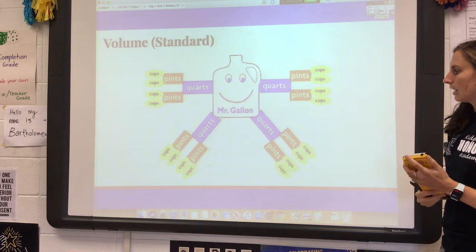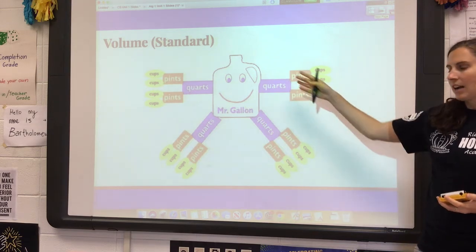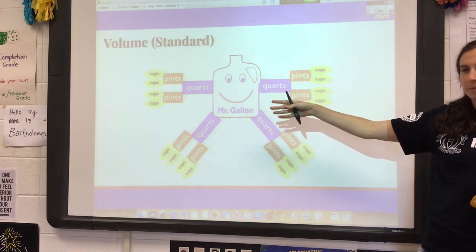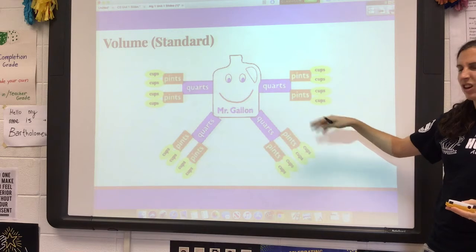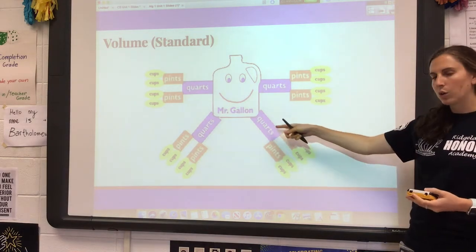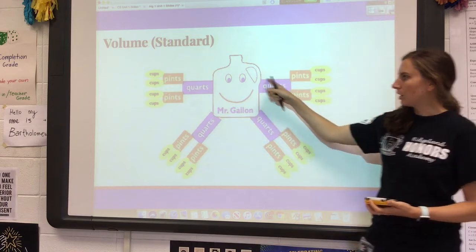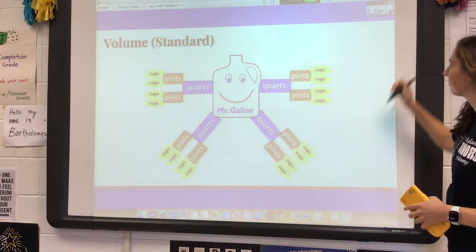All right, let's get into volume a little bit. With volume, I have included this on your handout. This kind of helps me remember how much is in these, because these are hard to remember sometimes. There's 2 cups in a pint and 2 pints in a quart. And quart sounds like quarter, so there's 4 quarts in a gallon, like 4 quarters in a dollar.